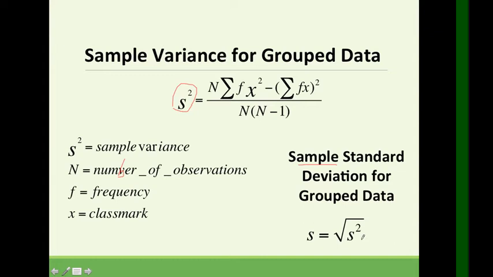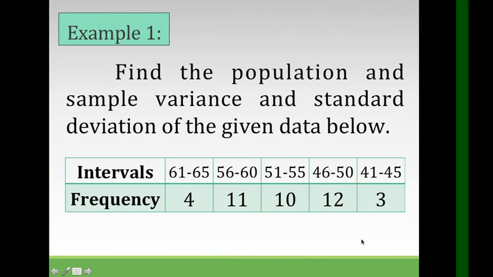Okay? Ngayon, pumunta na tayo sa sample problem. We will use this formulae na sinabi ko kanina, yung sample variance at population variance para paano sila i-solve. Okay, so example. Find the population and sample variance and standard deviation of the given data below. So we have the intervals and the frequency. So we have 61 to 65, 56 to 60, 51 to 55, 46 to 50, and 41 to 45 as our number of intervals. For the frequency naman, we have 4, 11, 10, 12, and 3. So yan yung mga gagamitin nating mga data para ma-solve natin yung population and sample variance and standard deviation for the given group of data.